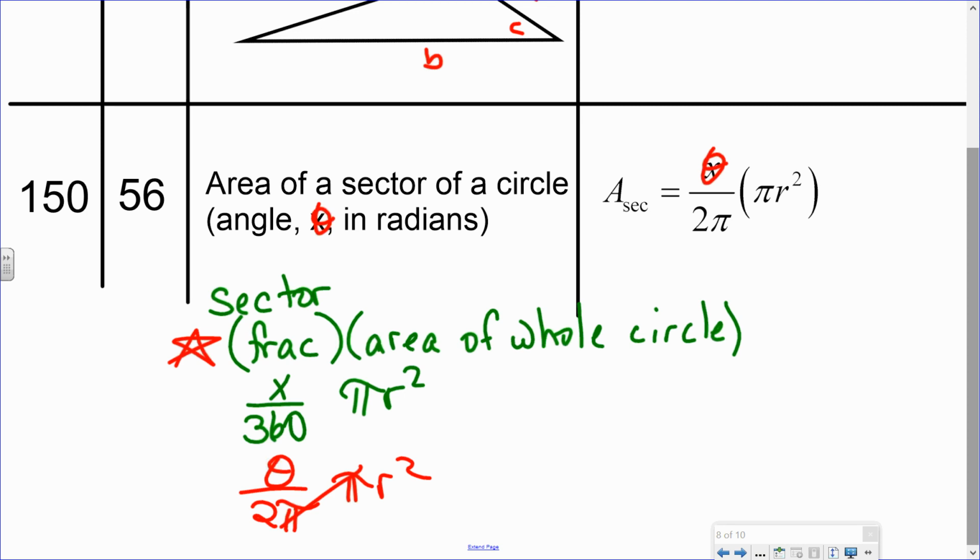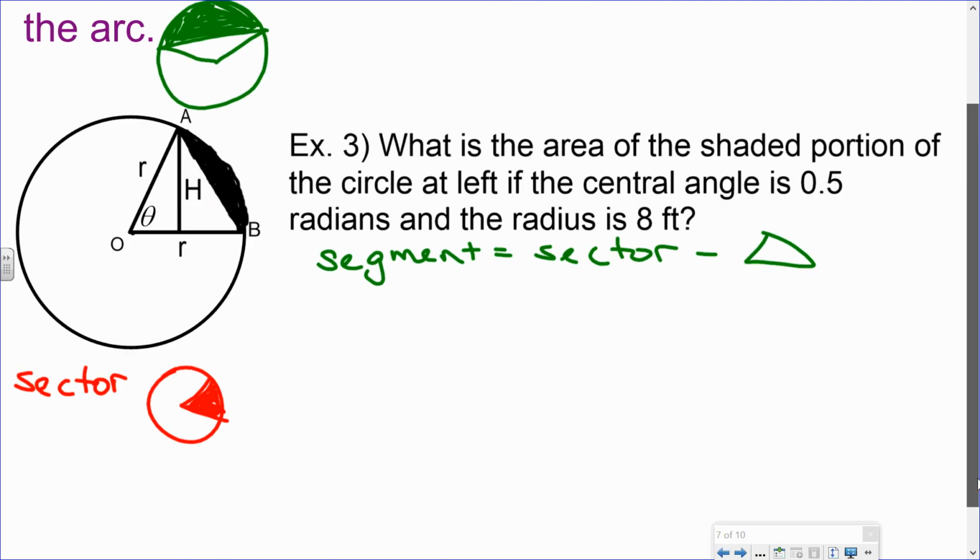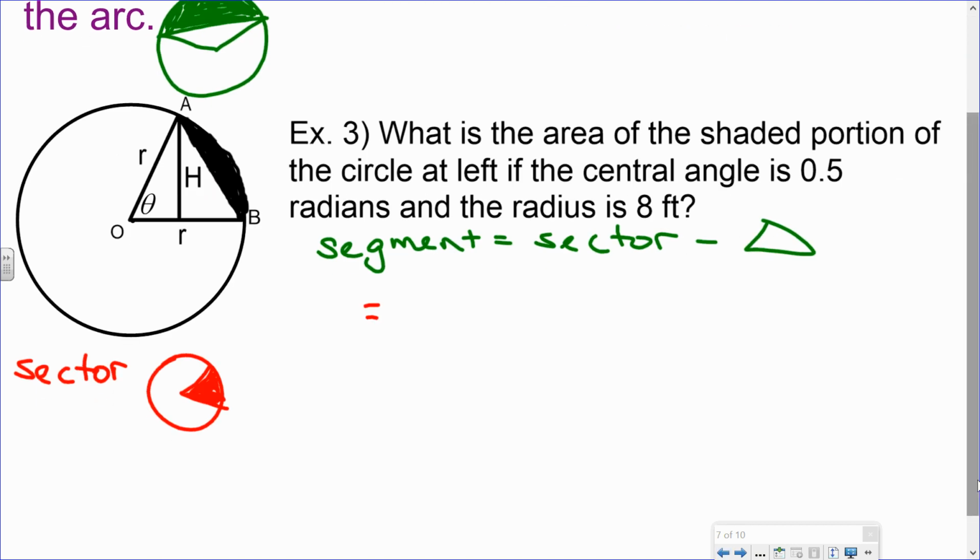Okay, let's go back to our problem then and try to finish solving it. So this time we're going to have a half out of 2 pi times pi r squared minus, and I'll worry about the triangle in a minute. So my pi's will cancel. Do I know what r is?